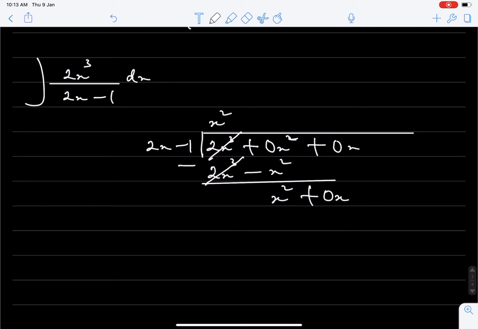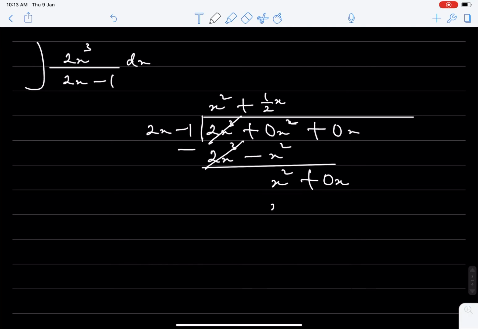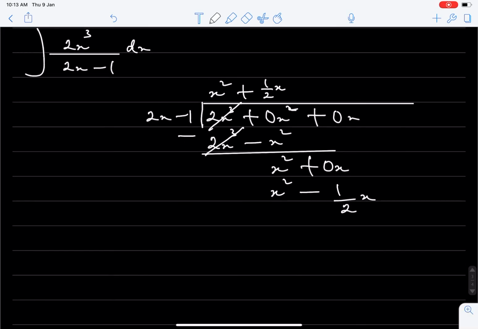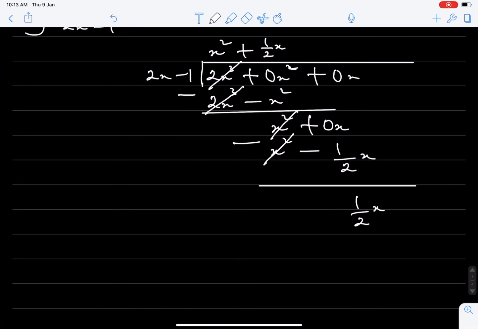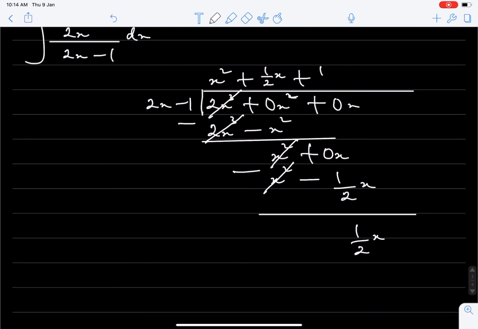X squared divided by 2x is x over 2, or if you like, half x. So 2x times half x is x squared, minus 1 times half x is minus half x. Now we subtract again. X squared minus x squared is 0. 0x minus minus half x is half x. Now half x divided by 2x is 1 over 4. So we have 1 over 4.